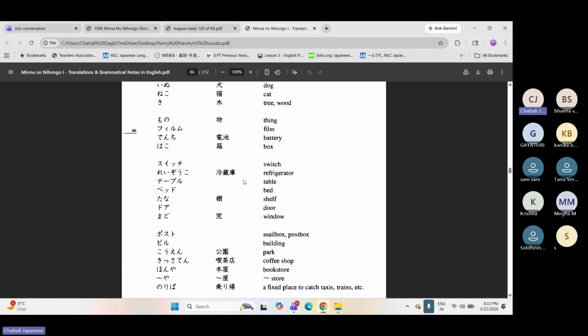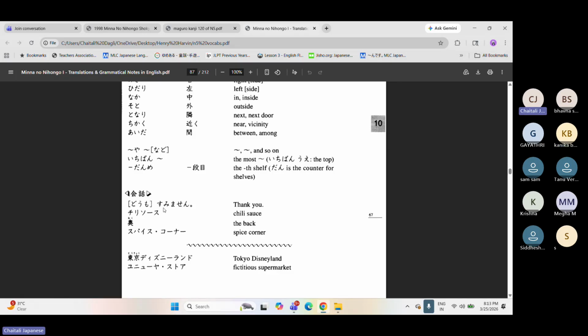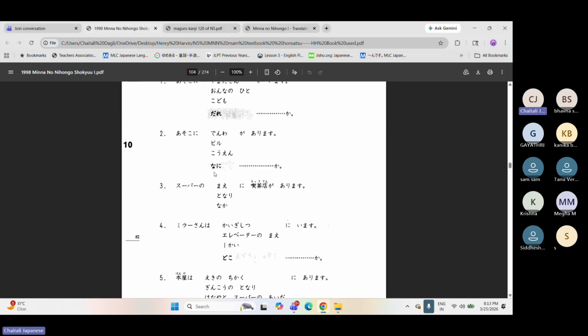Any doubts in the vocabularies anyone is having? Okay. Sensei, thank you is domo, sumimasen, as well as arigato? Domo, yeah. Sumimasen is not used for thank you so much. 90% of the time it is used for excuse me and I'm sorry. For thank you, it is domo arigato gozaimasu only. Okay.